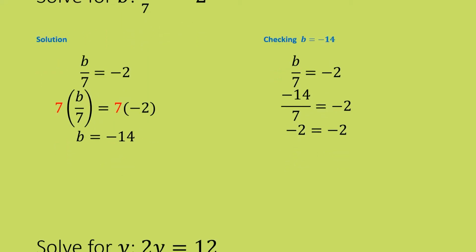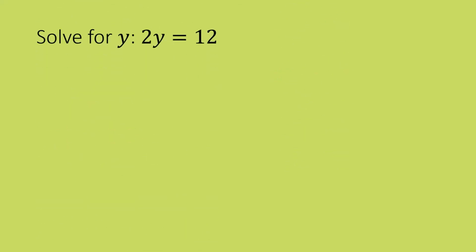Okay, now let's have the last example. Solve for y, where 2y is equal to 12. Now, on the solution, whatever you do at the left-hand side, you do at the right-hand side. So you divide both sides by 2. And the quotient is y is equal to 6.